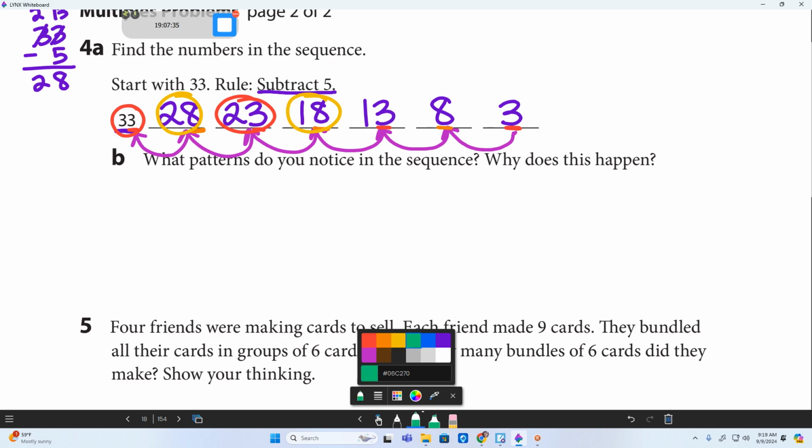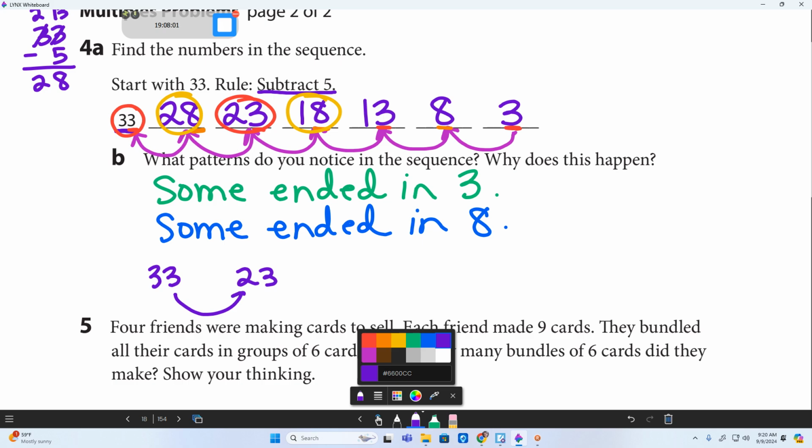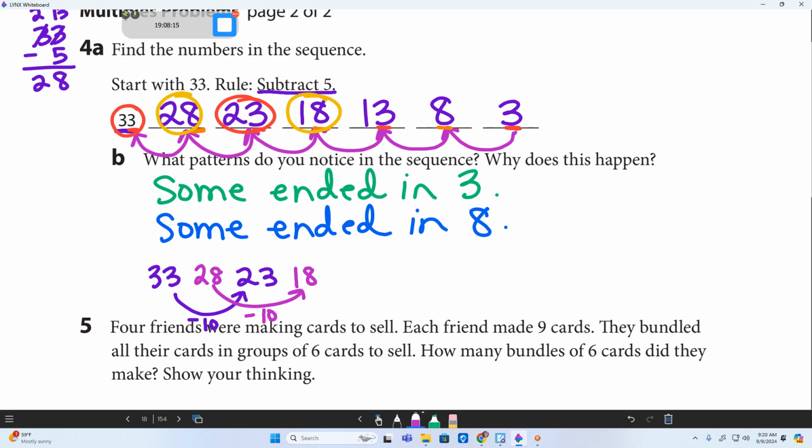So what patterns did you notice? Let's say some ended in 3, or had a 3 in the ones place, right? And some ended in 8. And again, the reason for that is because from 33 to 23, that's a difference of 10. And from 28 to 18, like every other one, that's a difference of 10. Okay? All right, and when you subtract by 10, the number in the ones place is always the same.